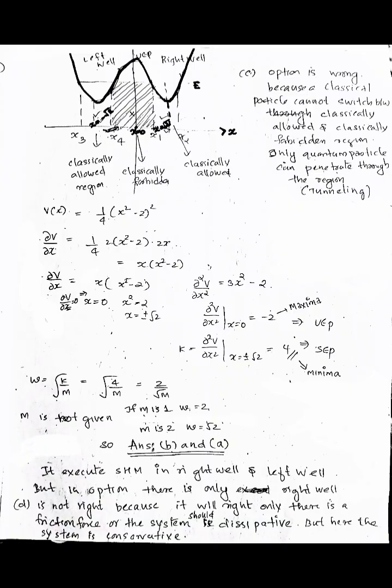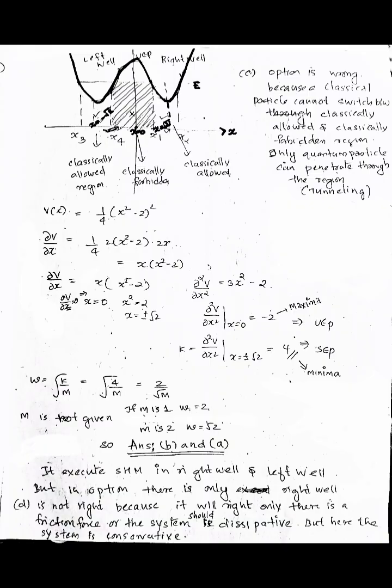Then coming to the options. Option C says that the particle will switch between right and left wells. But this is wrong, because a classical particle cannot switch between the classically allowed regions through the classically forbidden region. Only a quantum particle can penetrate through the region, that is quantum tunneling. So here it is a classical particle, so it is not possible to switch between the right well and left well. So we can say that option C is wrong.